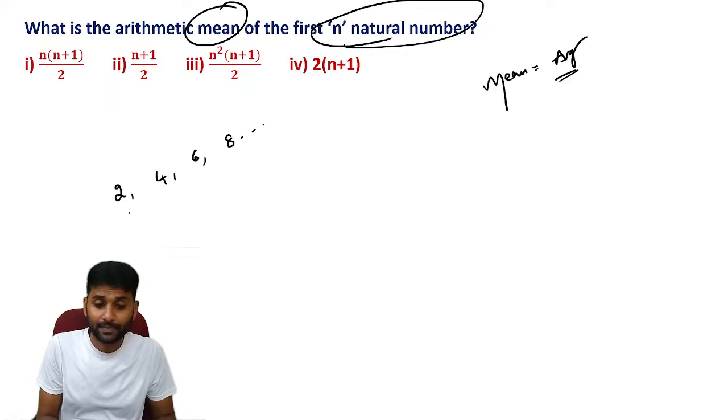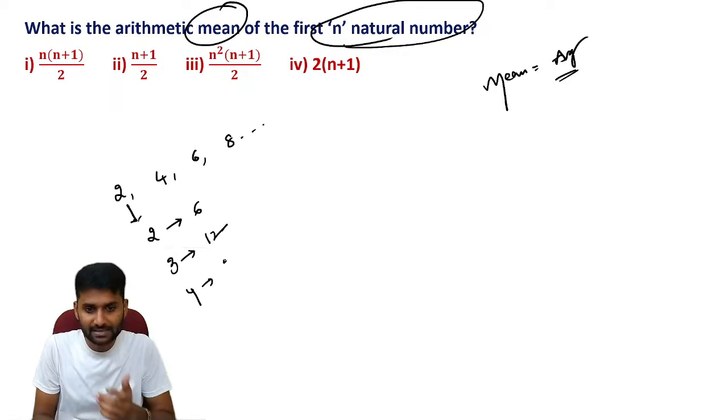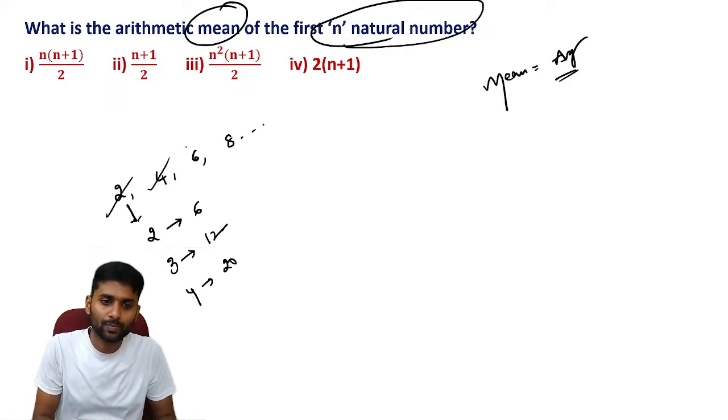Sorry, even numbers. Let's go through that. If you take first two even numbers, sum is 6. First three even numbers, sum is 12. First four even numbers, sum is exactly equal to 20. So 2 plus 4 plus 6 plus 8. So what is your observation?